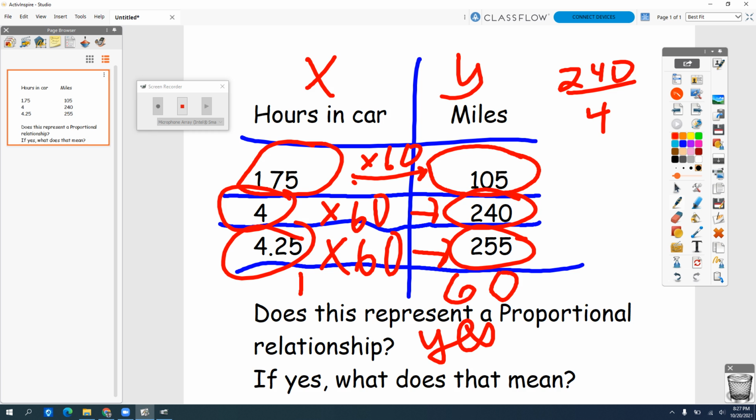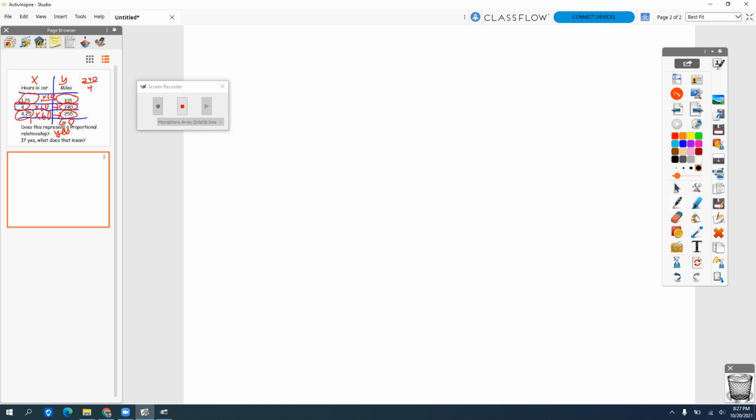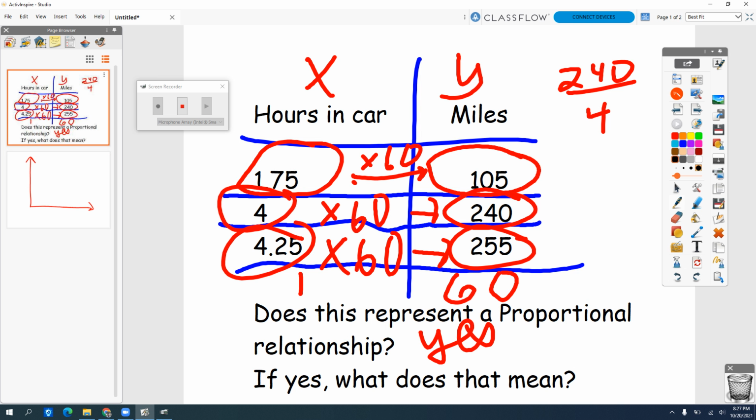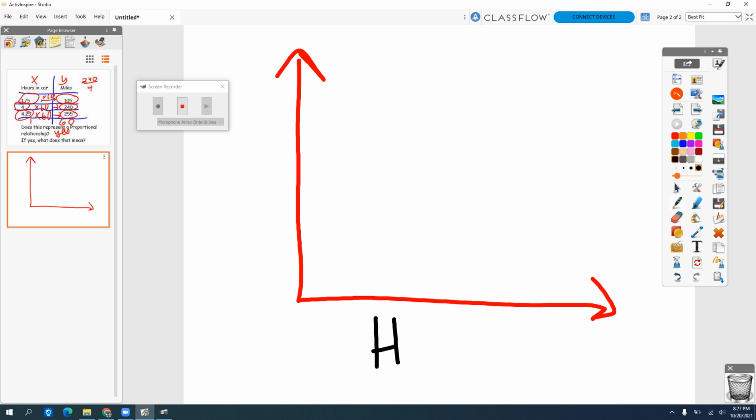Now, the last thing I want you to do, and this is for parents, guardians, is something that's a little bit new. In fact, we learned this very, very briefly. So it's okay if they don't answer this correctly, but I'm just curious. If I took this table right here and I graphed it, meaning I put the hours on the x, so at 1.75 on the x, I go up to 105 and I make a point. That would be 105 on the y. This would be the miles.